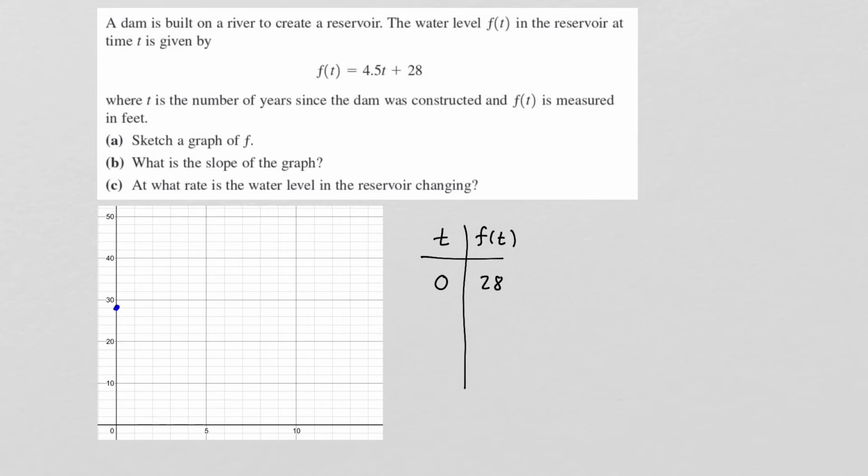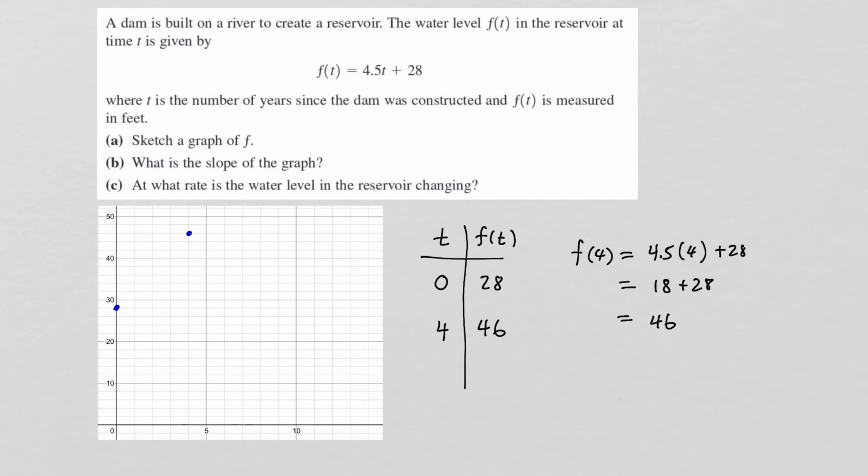And then I need to pick a second value of t. Now I can pick any value of t that I want, but I'm going to choose something easy. I'm going to pick t equals 4. So now when I do f of 4, that's going to be 4.5 times 4 plus 28. 4.5 times 4 is 18, plus 28, and 18 plus 28 is 46. So we have the point (4, 46), which is this point right here.